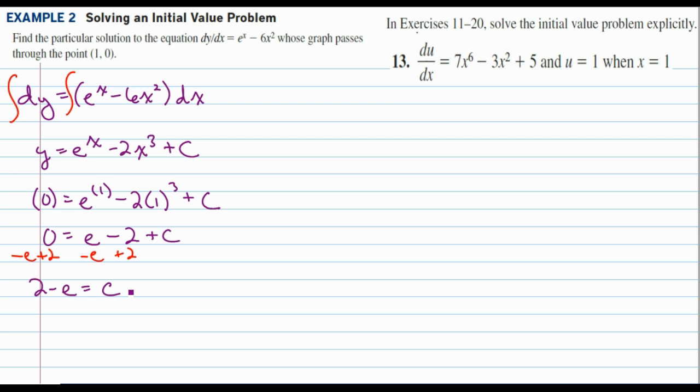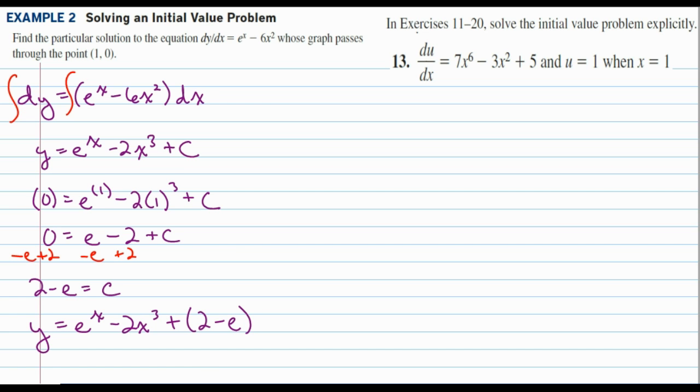And I get that c equals 2 minus e. And I know that's an expression, but it still means 2 minus 2 point blah blah blah, so e's actual value. So now I can come up with the particular solution. So out of these infinitely many antiderivatives I got with the plus c, I can get that the actual antiderivative has a 2 minus e at the end.